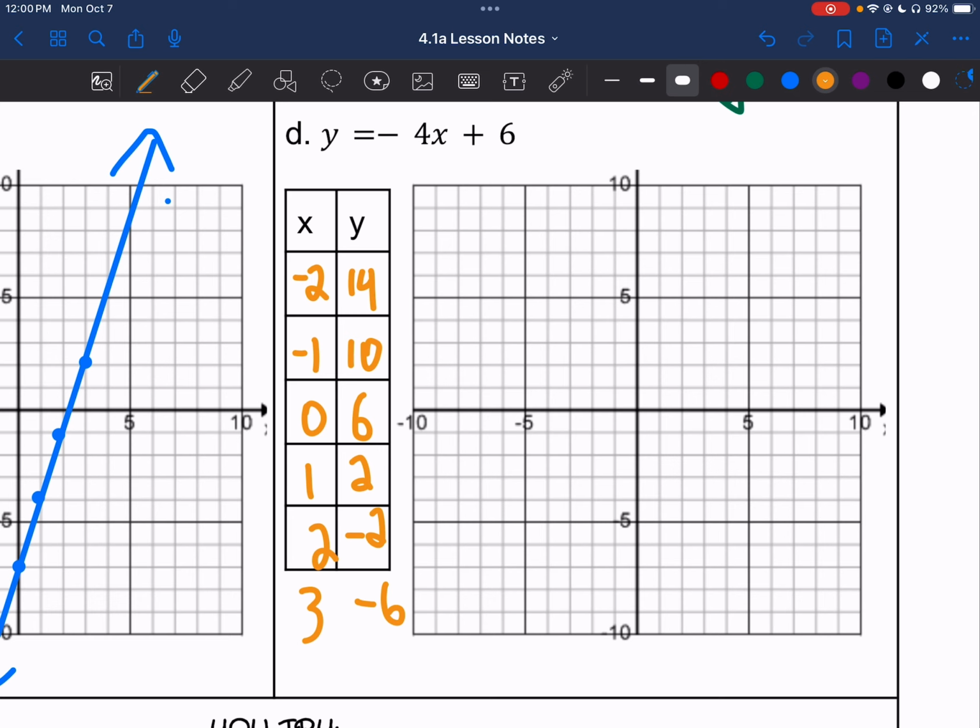So at negative 1, we're at 10. At 0, we're at 6. At 1, we're at 2. At 2, we're at negative 2. And at 3, we're at negative 6. And so I can draw my line in. I'm going to straighten that up a little bit. And there we go. We have our curve, or our line, and we are ready.